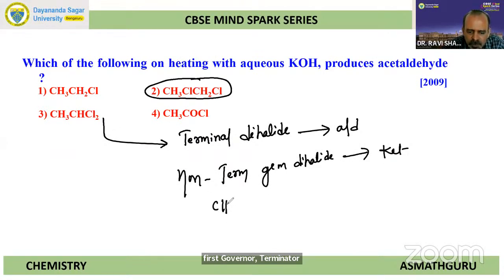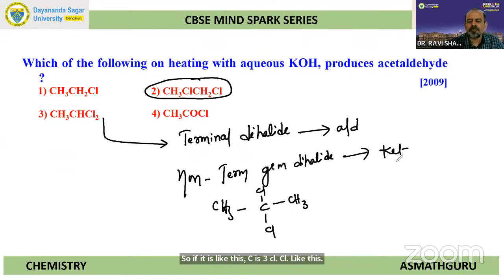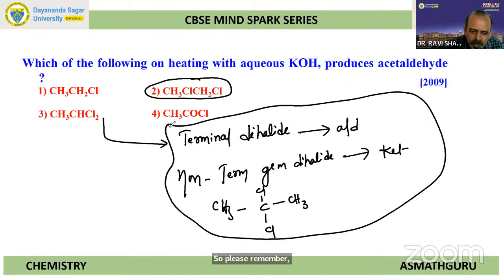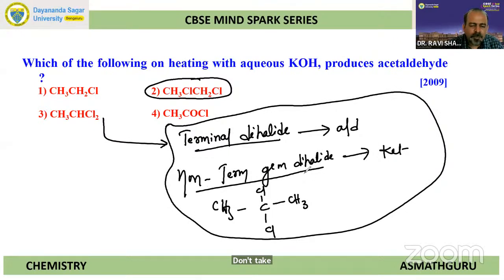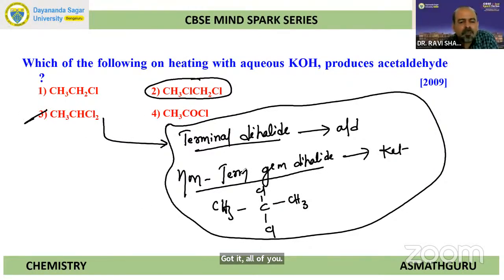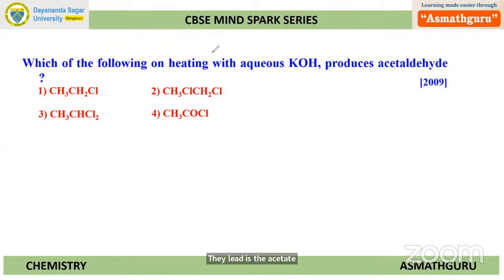So if it is like this, CH3, Cl like this, if it is like this, then it gives a ketone. So please remember, terminal and non-terminal. Make a correction. Don't take vicinal. Take it as terminal dihalide and non-terminal dihalide. Got it, all of you? So what should be the answer? So third option. Fourth cannot be, because the fourth is not a dihalide. It is an acetyl halide. Yes, sir. Next one.